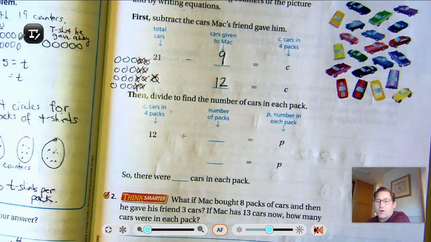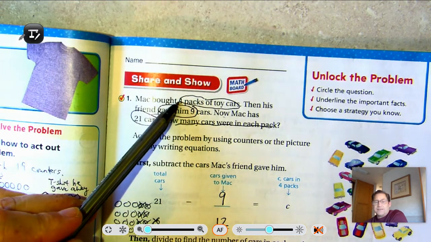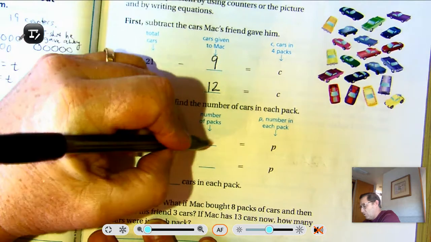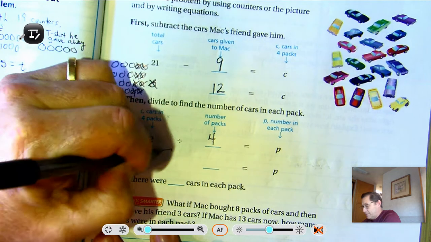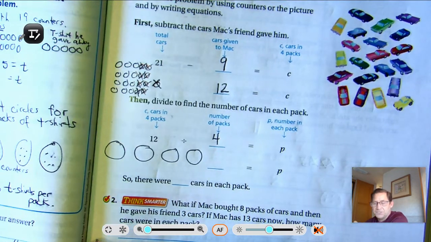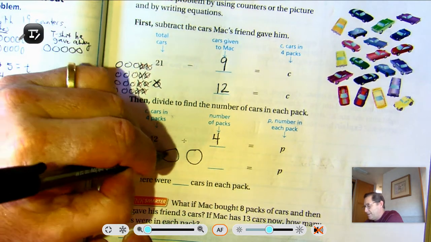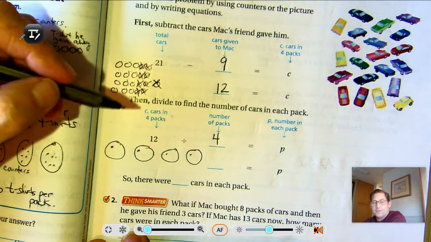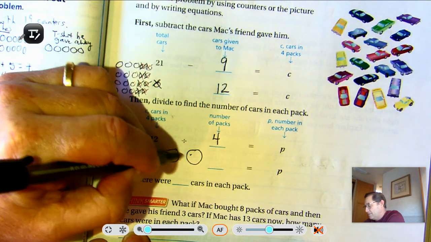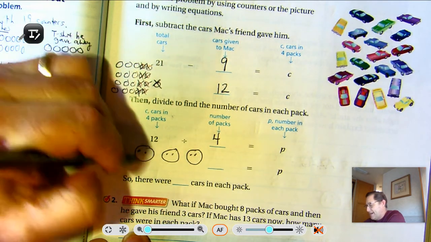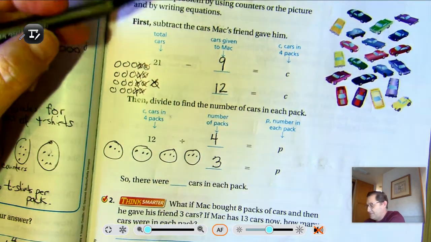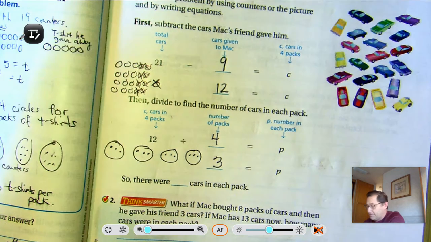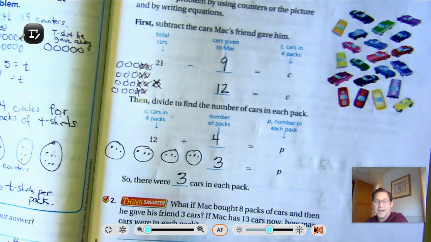Now we're going to take those cars and divide by the number of packs. In the problem at the top, it said he bought 4 packs. So we're going to divide by 4. So we can draw 4 equal groups and share the 12 counters. Put 1 counter in each circle and keep adding 1 until you've used all 12. So that's 2, 4, 6, 8, 9, 10, 11, 12. All right, so I see 3 in each group. So there's 3 cars in each pack.